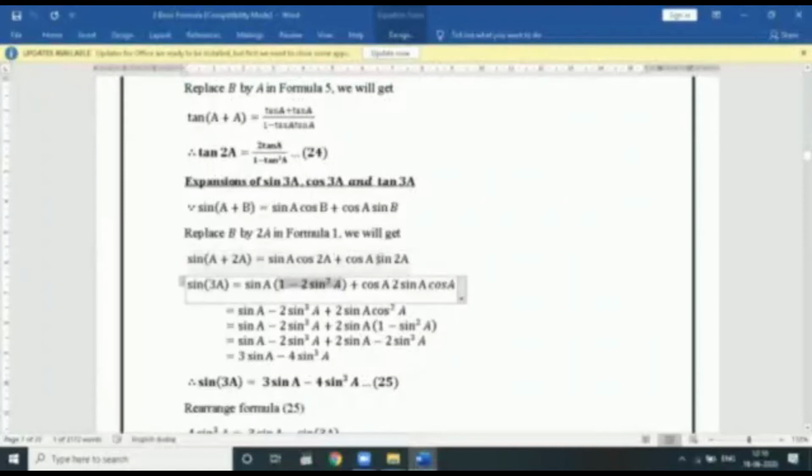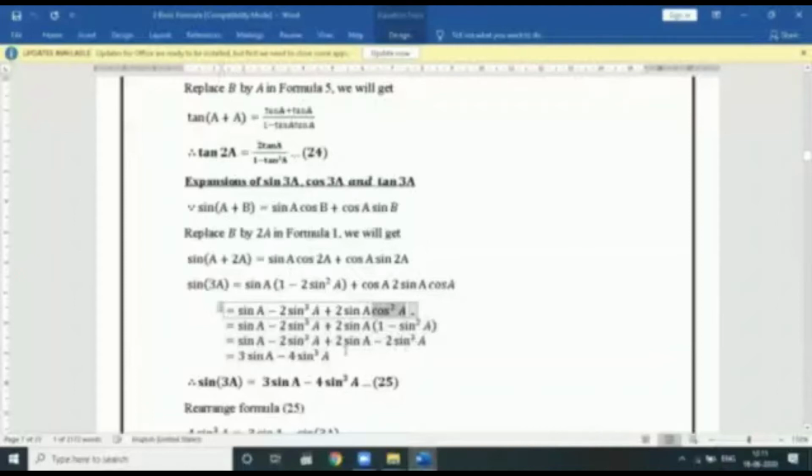And sine 2a has only one formula in terms of sine and cos, and another formula is in terms of tan. But if you want to derive sine 3a in terms of sine, replace sine 2a equal to 2 sine a into cos a. After opening this bracket, you will get sine a into 2 sine cube a... and here is cos a into cos a, that is cos square a. Now replace cos square a, which is nothing but 1 minus sine square a.